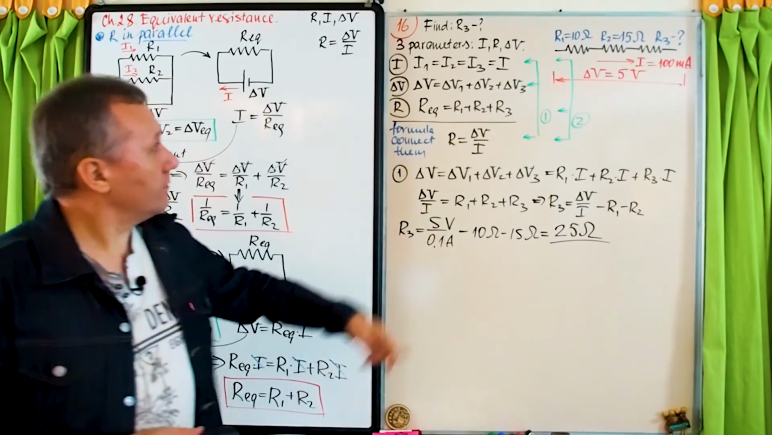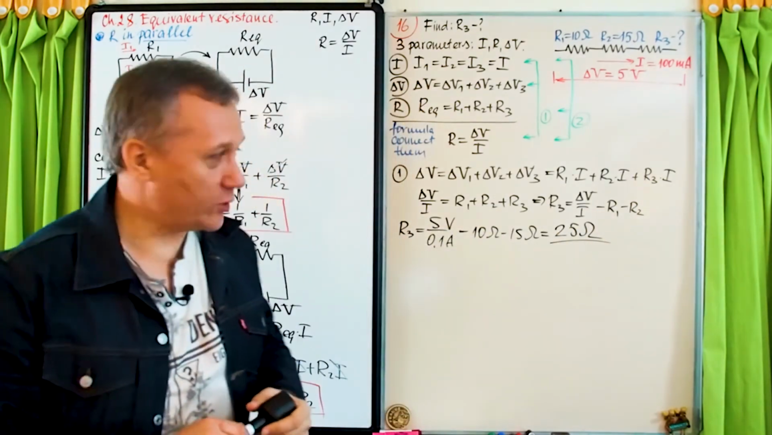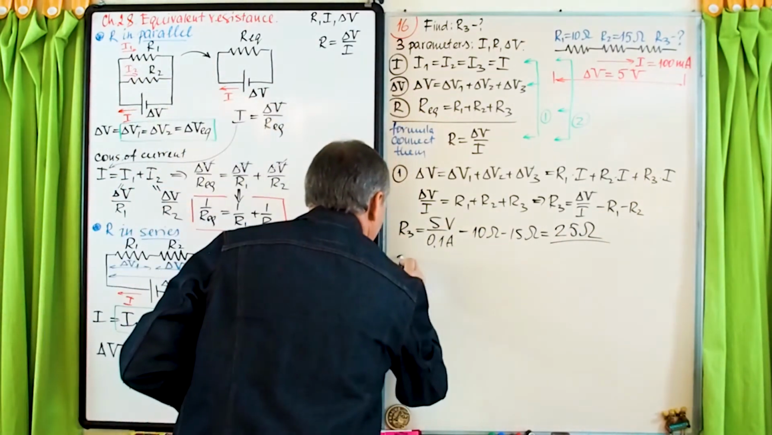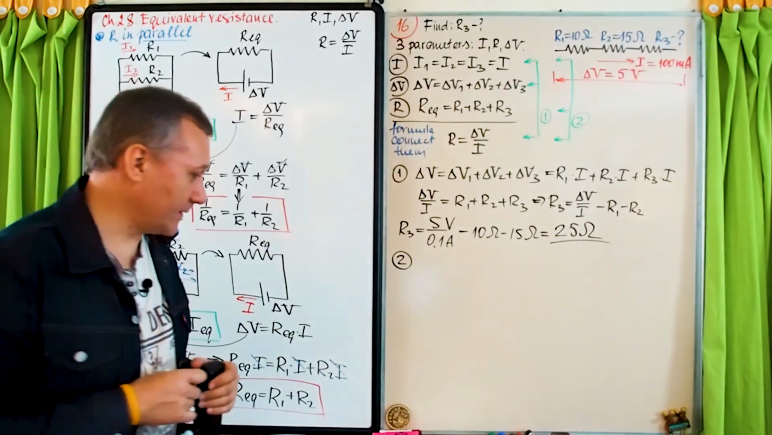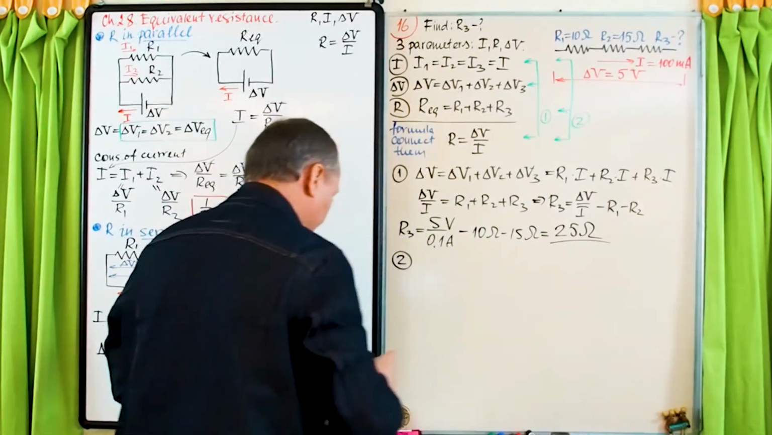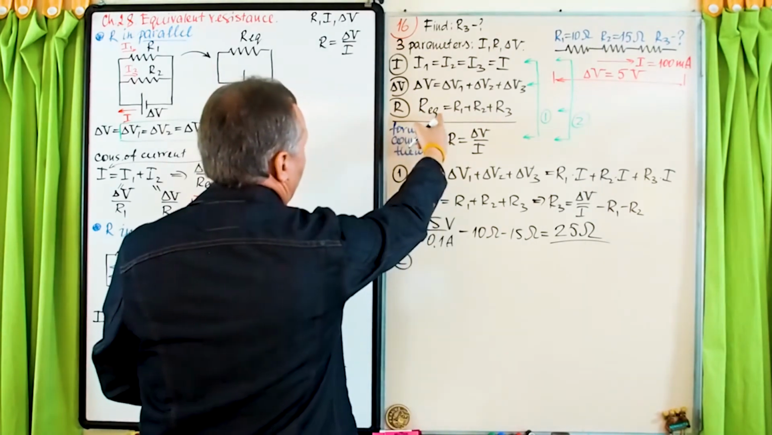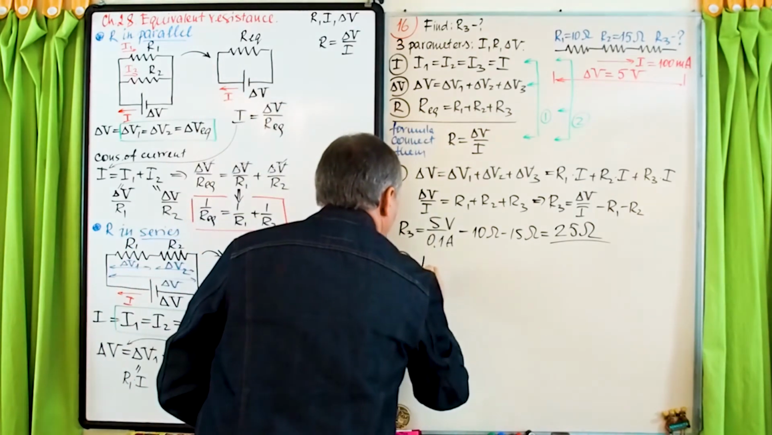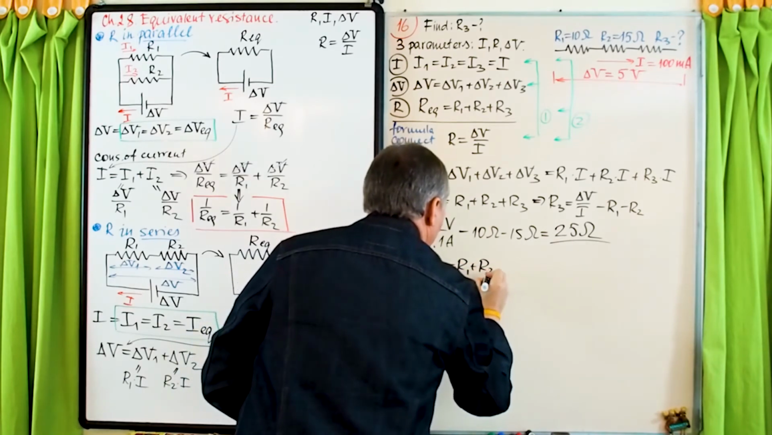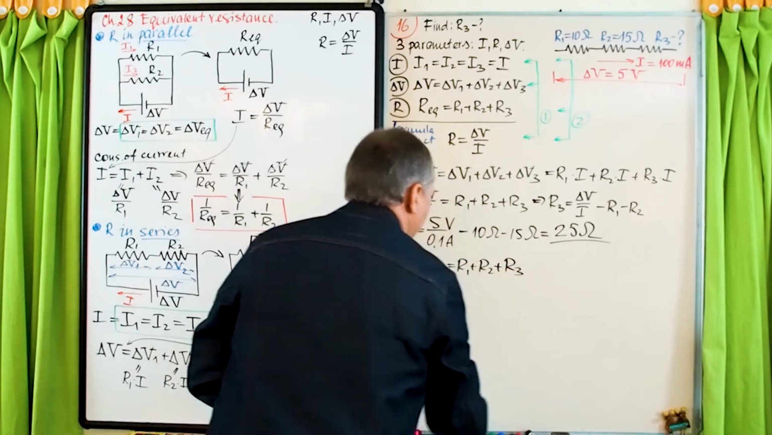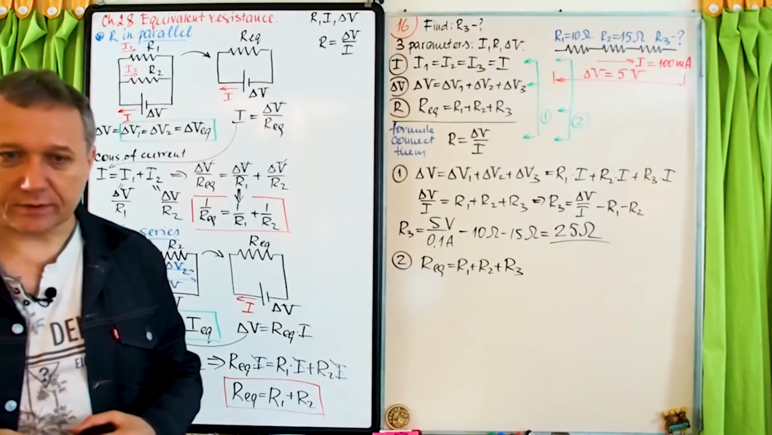So that's method number 1, but we still have method number 2, which is based on equivalent resistance. And of course, this solution should be based on this formula: R equivalent equals R1 plus R2 plus R3. How many unknowns do we have in this equation?